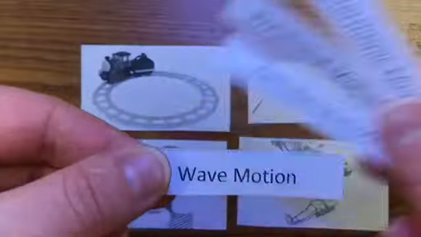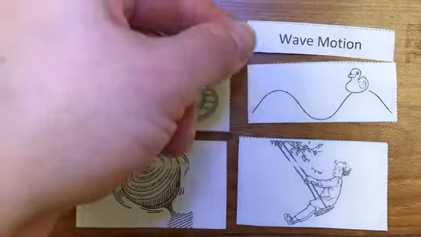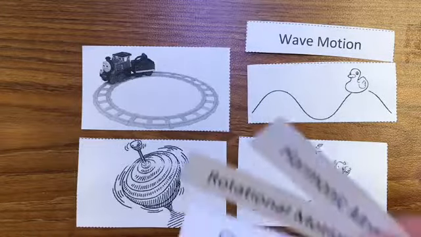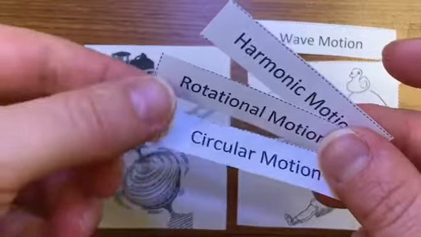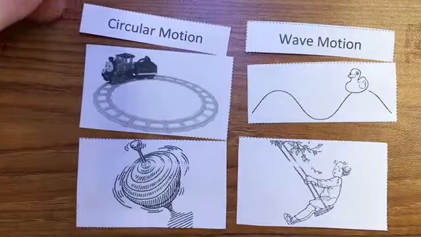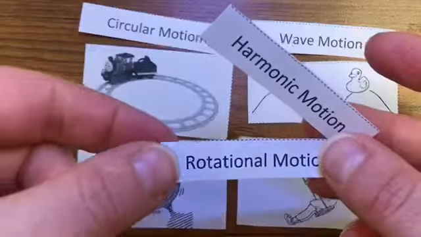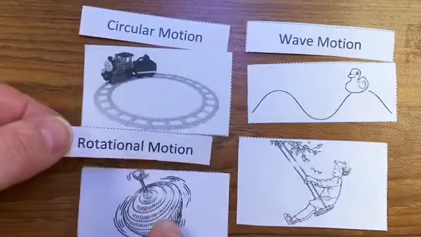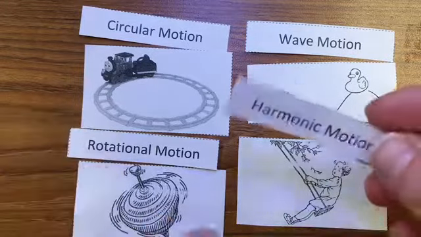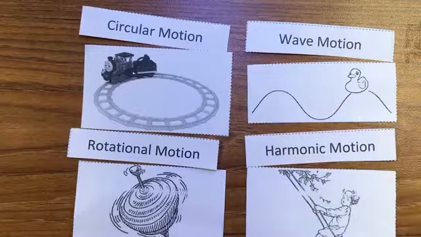Probably the easiest one, wave motion, that's your little duck on a wave. Circular motion, that's your train going in a circle. Rotational, that's your top spinning around. And harmonic is the girl swinging back and forth in the swing.